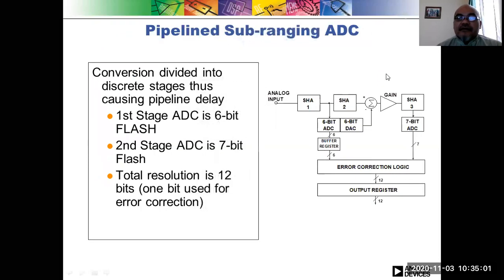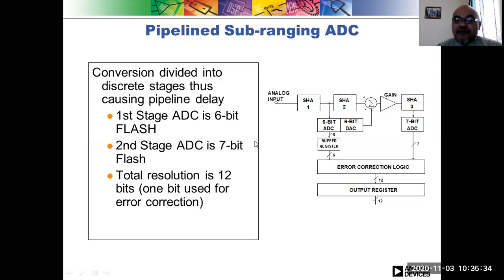Okay. Now, second algorithm, this is pipeline sub-ranging ADC. So we mentioned the word pipeline now. What does it mean with pipeline here? So conversion is divided into discrete stages, thus causing the pipeline delay. So the first stage ADC is 6-bit flash, and the second stage ADC is 7-bit flash. So the total resolution is 12 bits, 6 plus 7 minus 1.